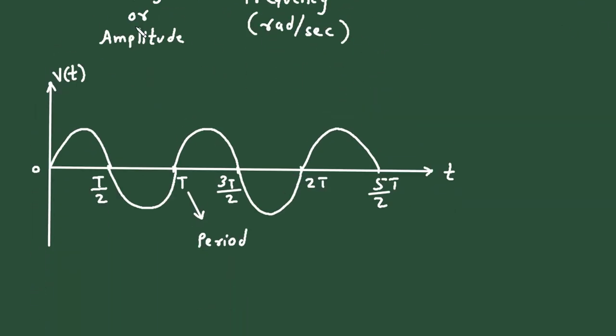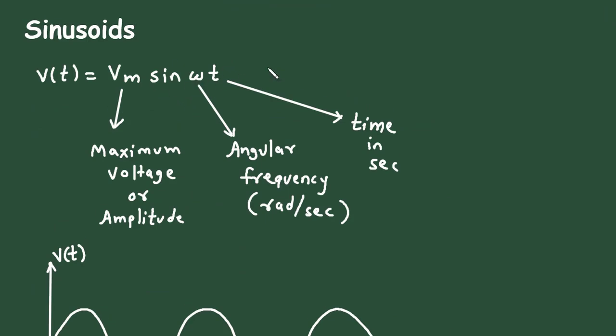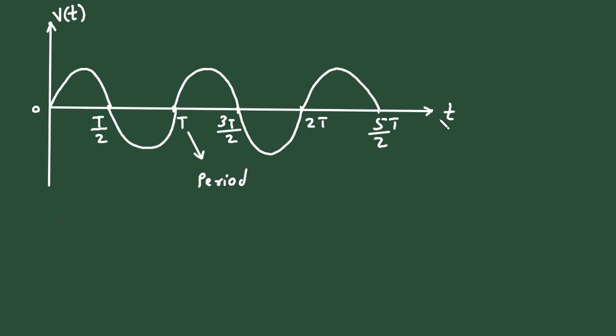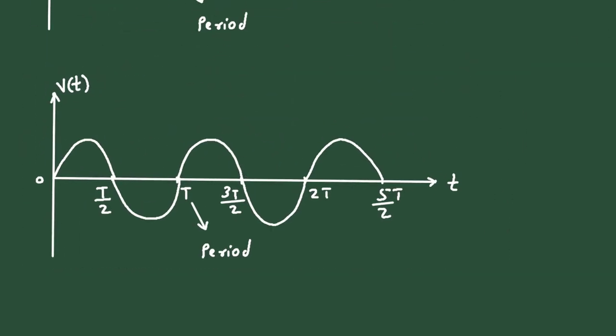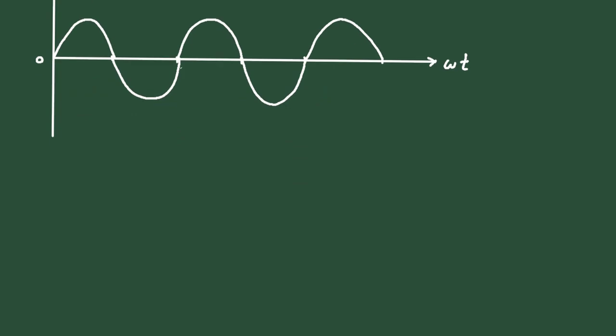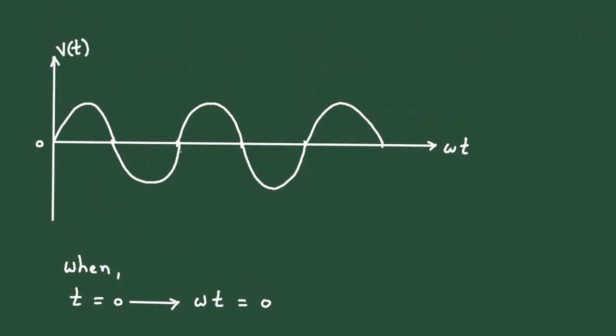Now when we plot Vm sin omega t as a function of omega t, with omega t on the x axis, let's copy this and paste it here. When we replace this t by omega t, all these values will change. So let's change this. Now here we can write, when t is equal to 0, this implies omega t is equal to 0. So here we can substitute 0.